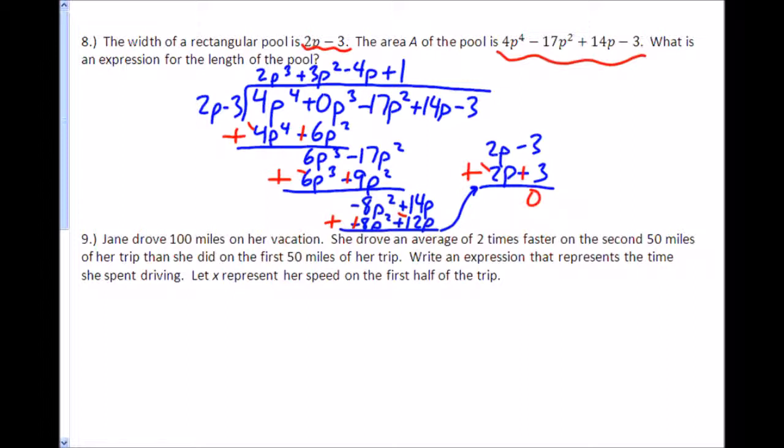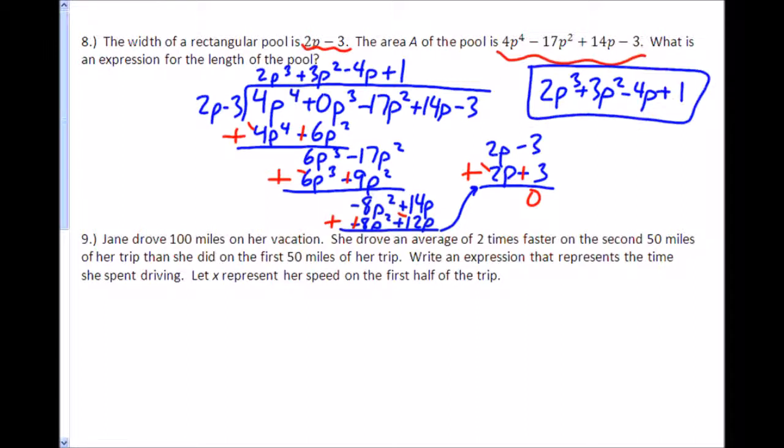So there's no remainder here, which means my answer is the 2p to the third plus 3p squared minus 4p plus 1. Okay, divided evenly. If I did have a remainder, I would put that over the thing I was dividing by, the 2p minus 3. Okay.